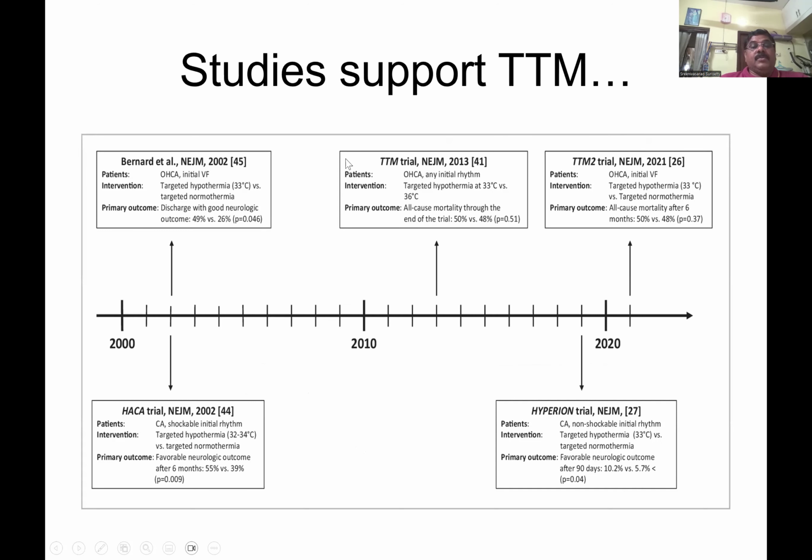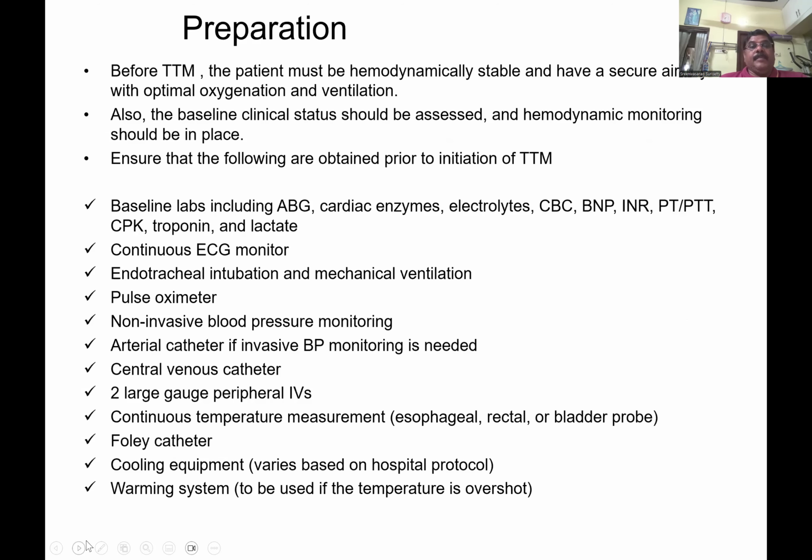Here we have many studies that support therapeutic hypothermia, starting from 2002. These showed a good neurological outcome in 49% with a targeted temperature of 33 versus normothermia. Studies go on up to 2020, where one more study found a favorable neurological outcome of 10.2% with targeted hypothermia and 5.7% with normothermia. So different studies also support implementing targeted temperature management.